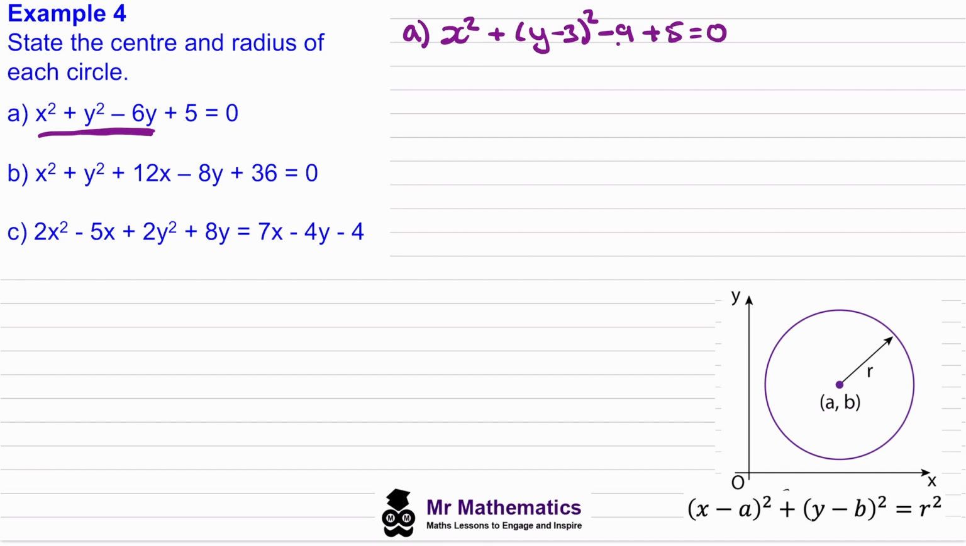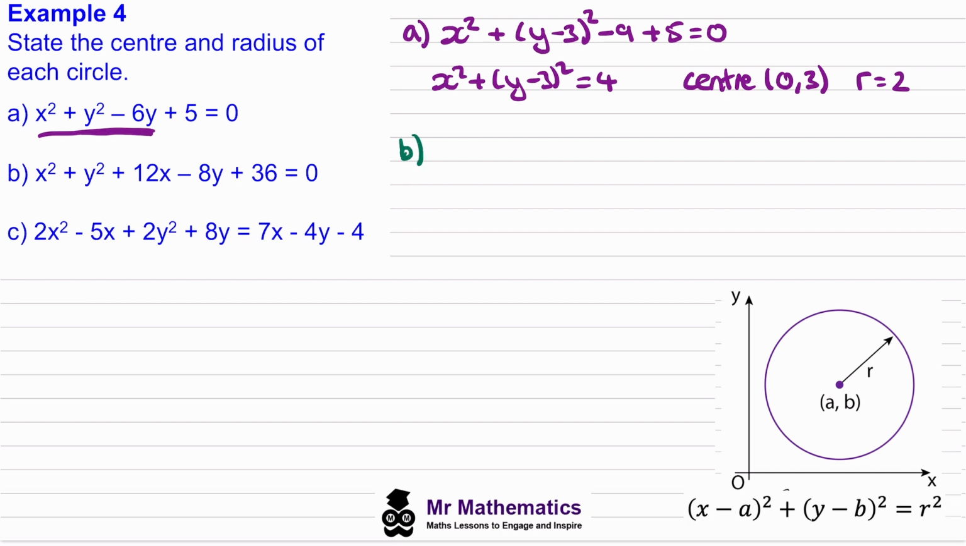So we can tidy this up by collecting these like terms. We've got x squared plus y minus 3 squared. And then we can move this negative 4 to the right hand side, and this will become equals 4. So you can see that the a value is 0 and the b value is 3. So the centre will be at 0, 3. And the radius will be the square root of 4, which is 2. Let's try question B.